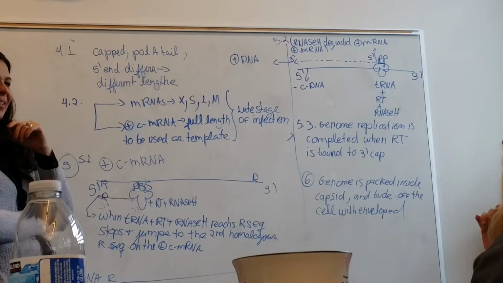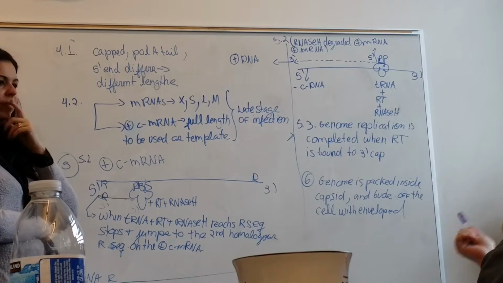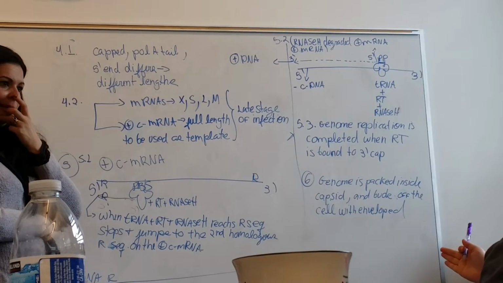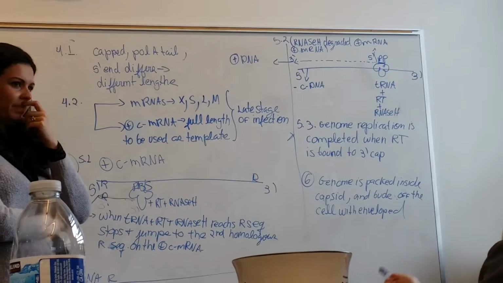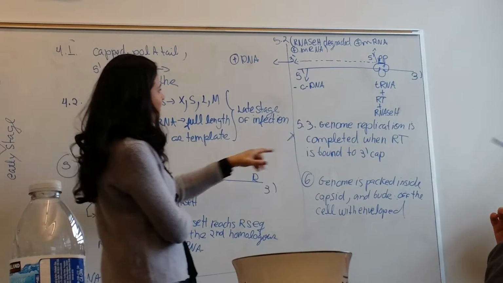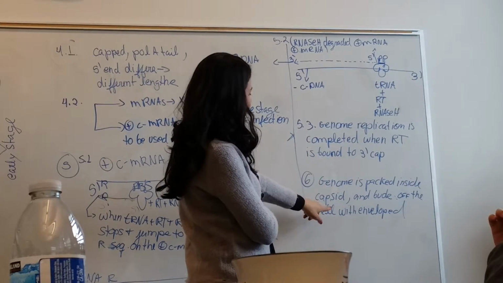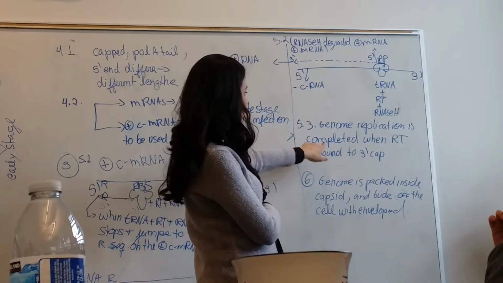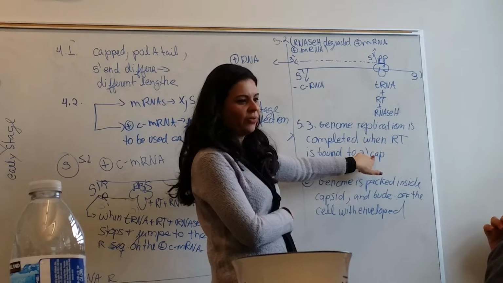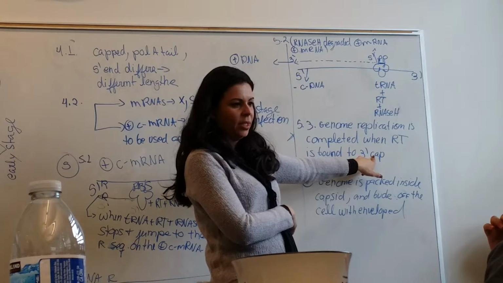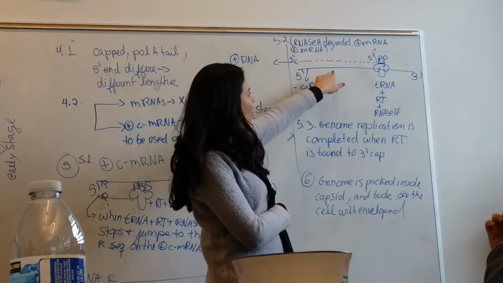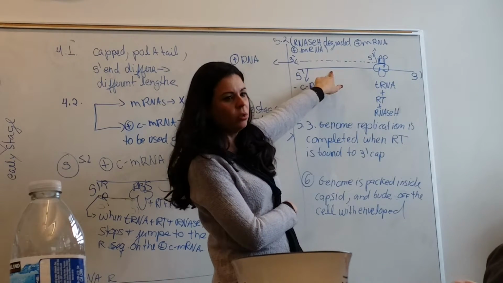But 3, so like the stuff that you put in your slides, would you prefer us to use these versus the ones that are in the slide and do a combo? Use this one? Use this. The maturation of the capsid is completed when RT is bound to the 3' cap. That's the maturation of the capsid, and that's also when the partial positive strand stops. Yes. This also helps as the biochemical signal to stop.